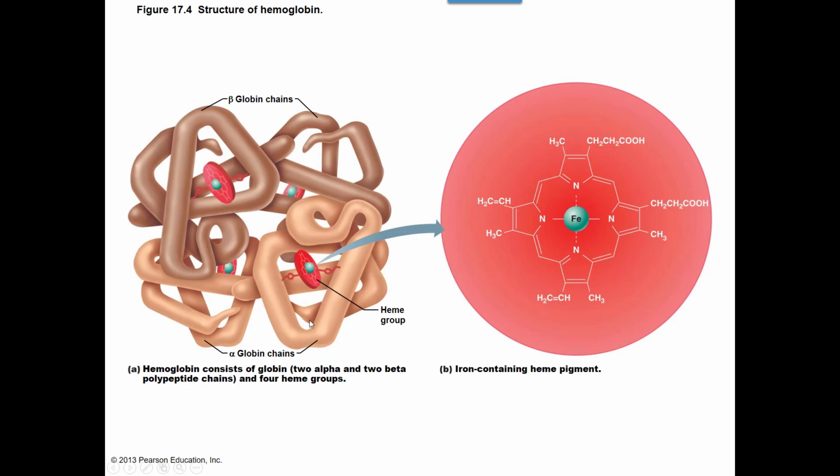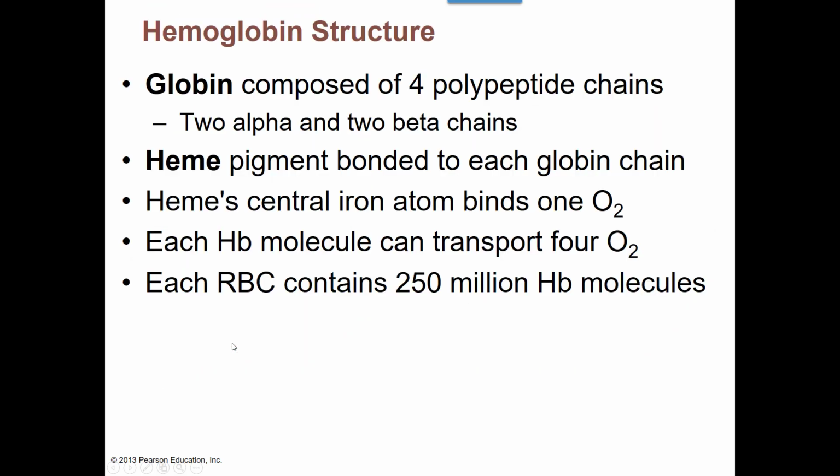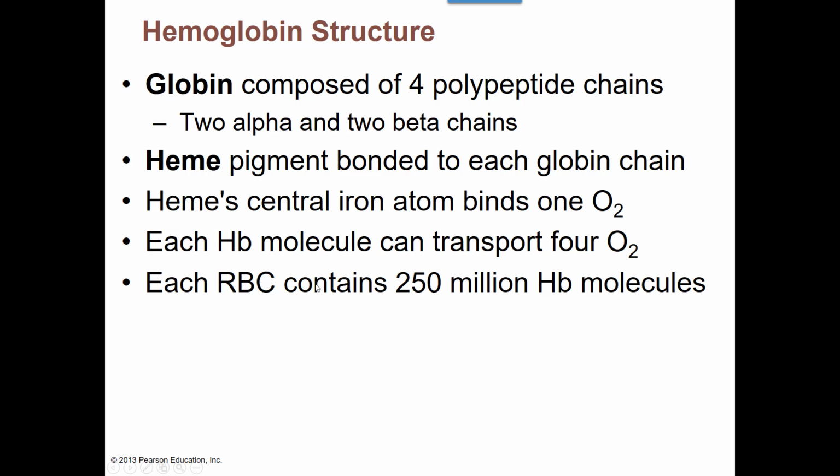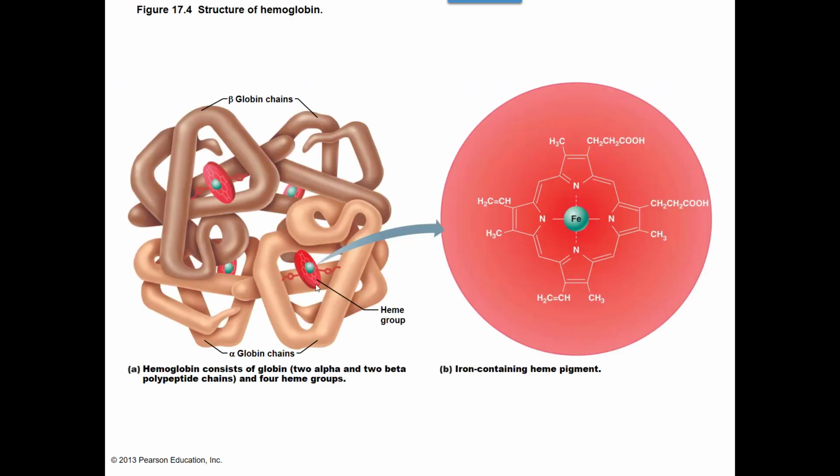The heme pigment is a little tiny pigment found in the middle of each globin chain. So there's your heme group right in the center. Each heme iron that's found in there binds 1 oxygen molecule. So since one hemoglobin has 4 hemes, 1 hemoglobin can pick up 4 oxygen molecules.